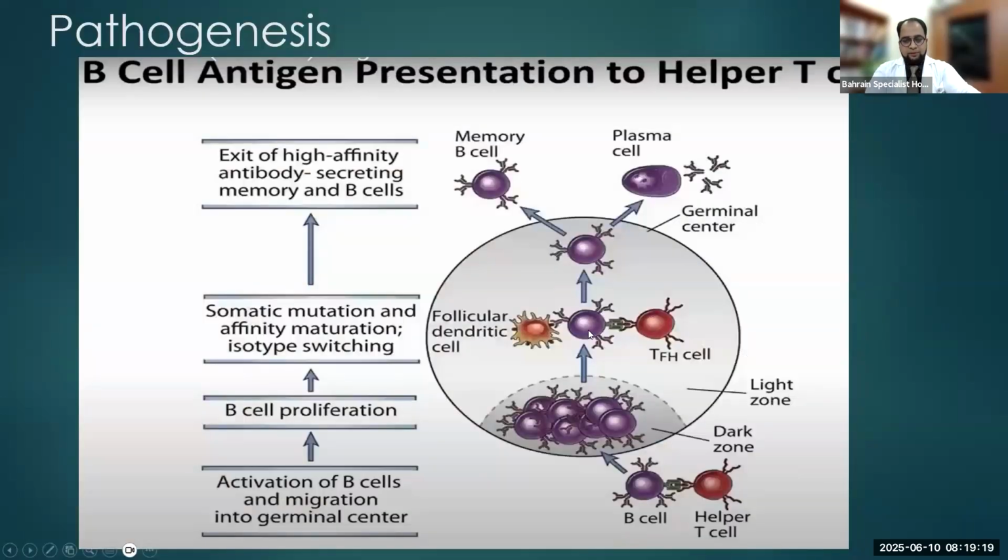Now here happens the class switching. So in the germinal center, the follicular helper cells will activate more B cells to produce selective isotype switching. So IgG4 immunoglobulins are produced here, and these are retained as memory B cells and also as plasma cells, and come out of the germinal center into circulation.